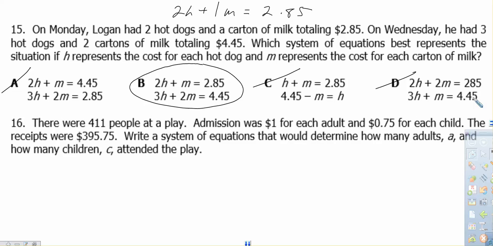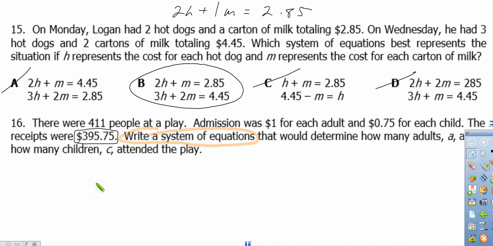All right, number 16, last one. There were 411 people at a play. Admission was $1 for each adult and 75 cents for each child. The receipts were $395.75. That means the total cost. Write a system of equations that will determine how many adults, A, and how many children attended the play. Now we just need to write the system of equations. We're not solving it. We might do that tomorrow.